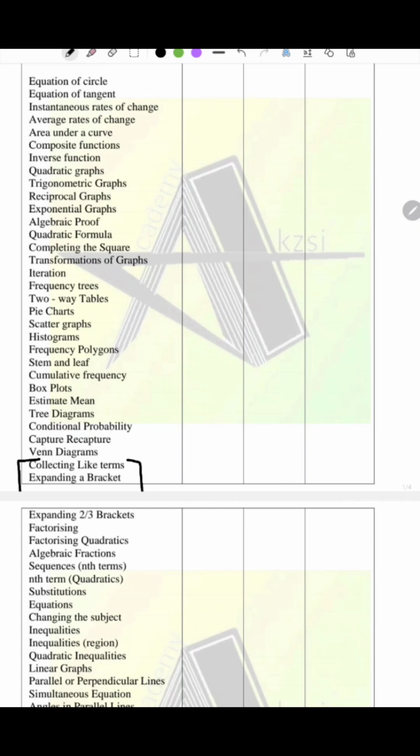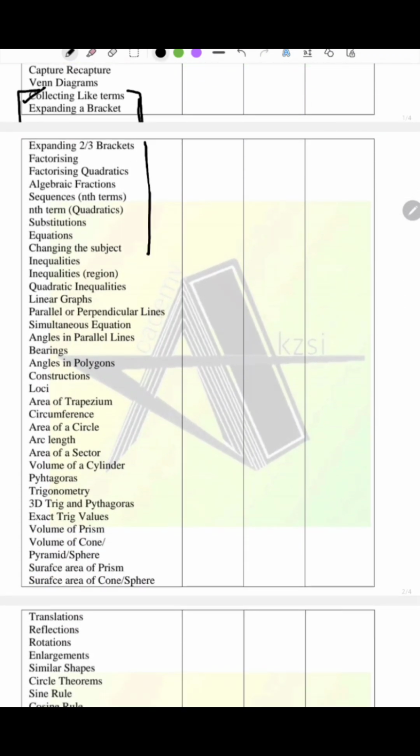quadratics, algebraic fractions. So like collecting like terms, expanding brackets, 2 and 3 brackets, like if there are 2 brackets, if there are 3 brackets, factorizing quadratics, algebraic fractions, sequences, nth term, substitution, equation, changing subjects, inequalities. This is about the linear inequalities, finding the common region of inequalities, quadratic inequalities. Apart from that, solving quadratics as well.